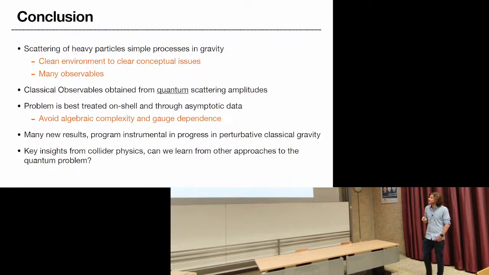There are many observables that one can consider. We have constructed classical observables by using a quantum object, a quantum scattering amplitude, and we have used a manifest on-shell setup, which is very helpful because it avoids all the algebraic complexity and the gauge dependence that one would find if one did the computation in a different way. We have many new results, and the program is instrumental in pushing the progress in the field.